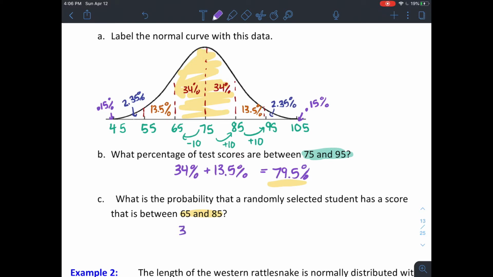So the probability my test scores are between 65 and 85, if I grab one at random, is 34% plus 34%, a 68% chance it's between 65 and 85.